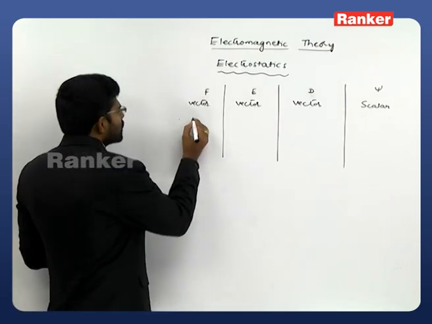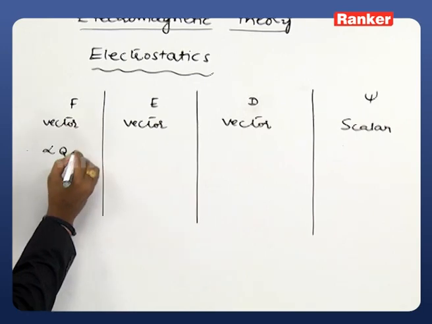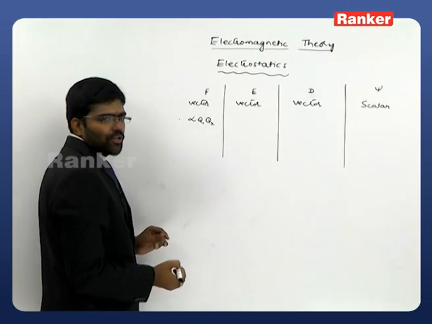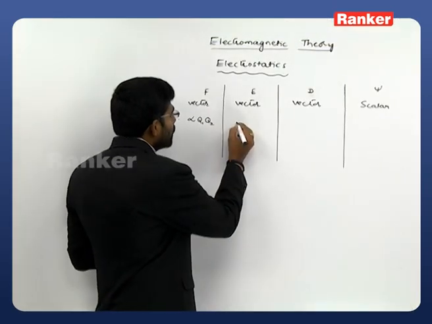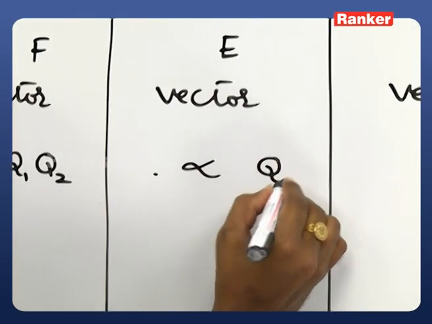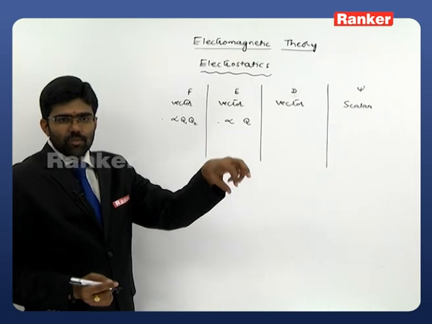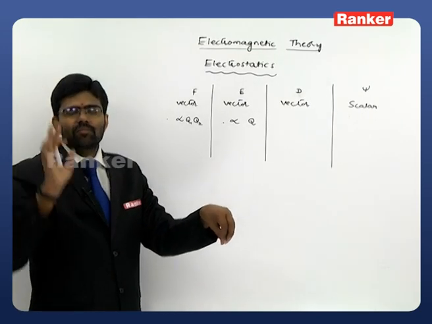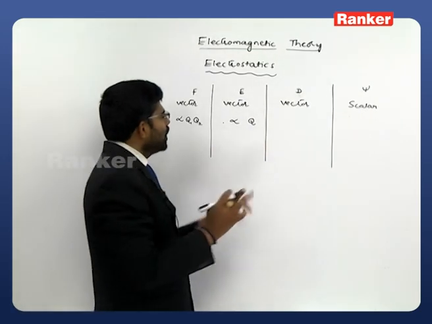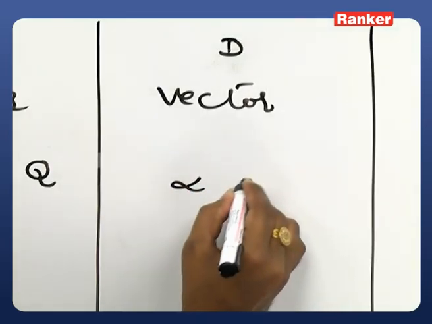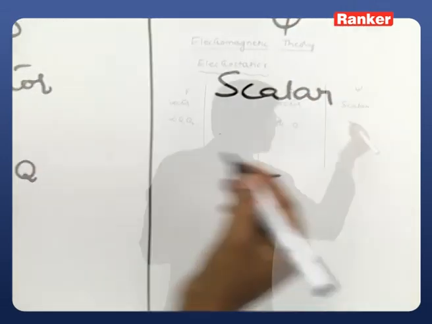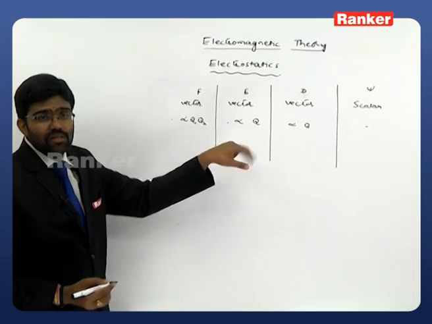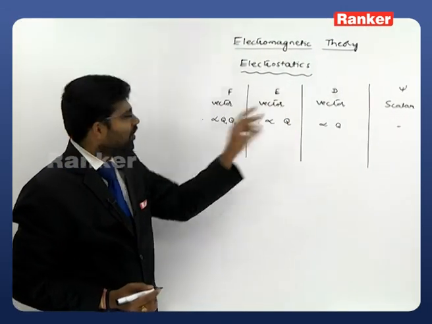Next, force is directly proportional to the magnitudes of two charges, that is proportional to Q1 and Q2. Here, the electric field intensity is directly proportional to only the charge we have, so because of this charge it will be calculated at some free location. D is also directly proportional to the charge we have, and for the scalar psi, later we will discuss how it is related to the charge after discussing Gauss's law.